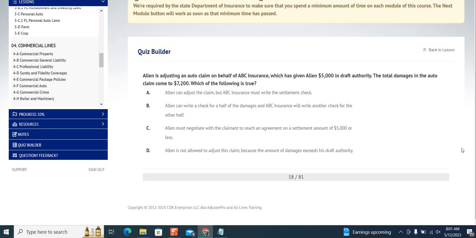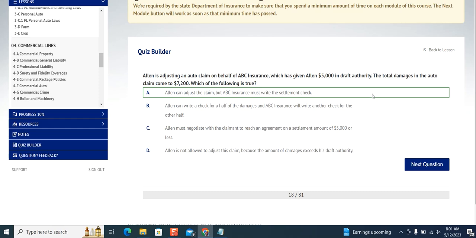Alan is not allowed to adjust his claim because the amount of damages exceed his draft. Nah, he's got the right to do it because he's an insurance adjuster. So it can't be D. I mean, the damage is more than $5,000, so ain't nothing to negotiate. Can't be C. I'm gonna have to go with A. See if that's right. Oh, there we go.